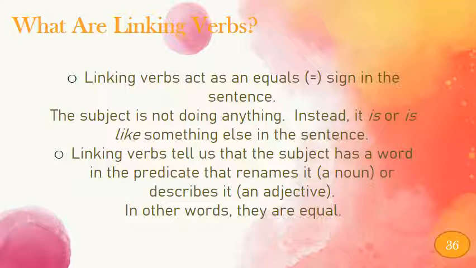So linking verbs just connect the subject to the predicate. They connect the subject to the predicate. They link. That's why we call them linking verbs. Linking verbs tell us that the subject has a word in the predicate that renames it, a noun, or describes it, an adjective. Okay, in other words, we say that they are equal. So the linking verb links only the subject to the predicate, and then there is another word in the predicate, maybe a noun or an adjective, that talks about the subject itself. Okay, so whenever we have a linking verb, we should find a noun or an adjective in the predicate that talks about the subject itself.